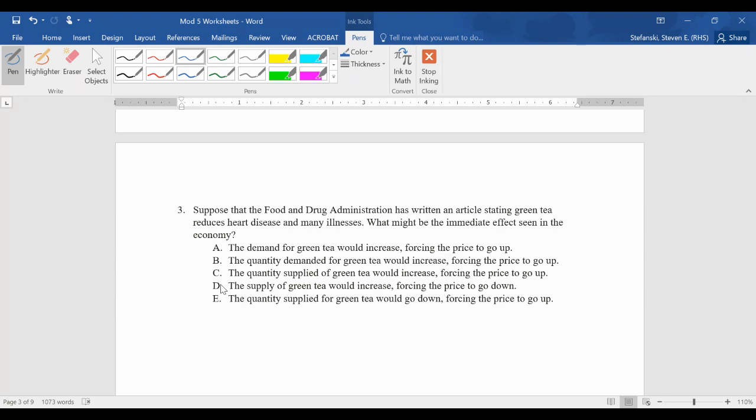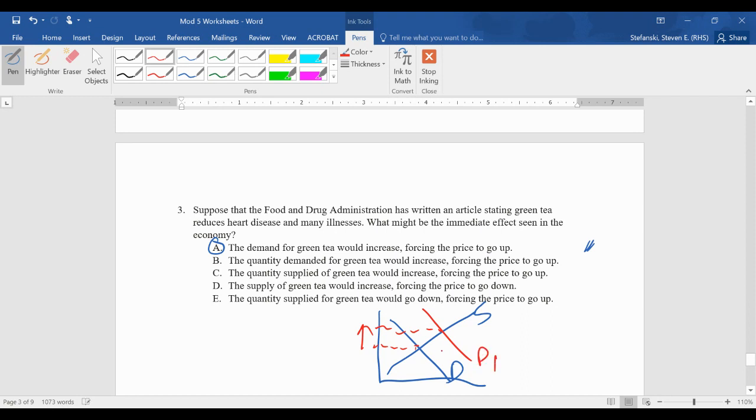And the last one, number 3, supposes the Food and Drug Administration, the FDA, has written an article stating green tea reduces heart disease and many illnesses. What might be the immediate effect seen in the economy? That would be A, the demand curve for tea would increase, forcing the prices to go up. Why do we know the prices will go up? I know we haven't talked about the supply and demand together yet, but if the demand curve shifts to the right, the equilibrium price will go up.